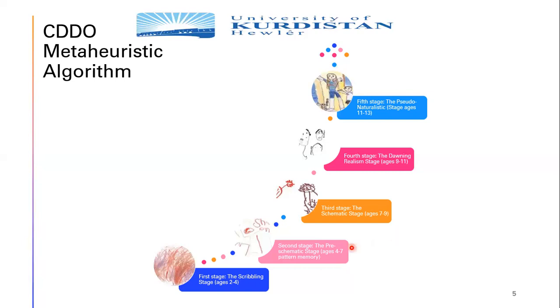Then the third stage is the schematic stage. The child here is between 7 to 9 years old. In this stage, the child will reach a level to draw a schematic of surrounding objects, and it repeats its drawing. The children also apply some skills here to draw the drawings.